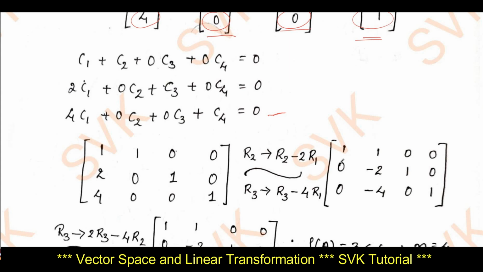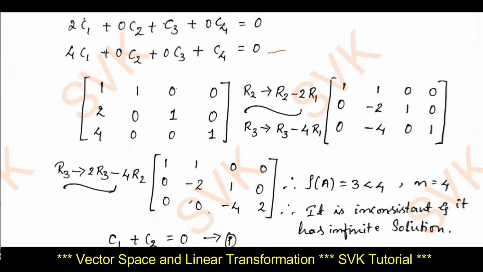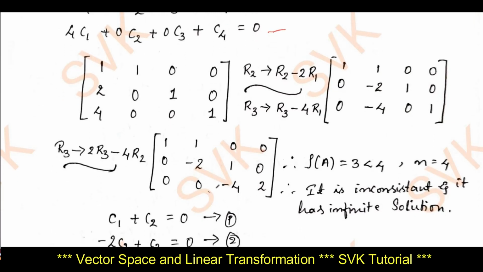Then I will go with the row reduced echelon form. So I will be applying the row reduced echelon form and find the rank of the matrix. So from this matrix, I got the rank of the matrix as what? The number of non-zero rows is 3 here. The number of non-zero rows is 3.